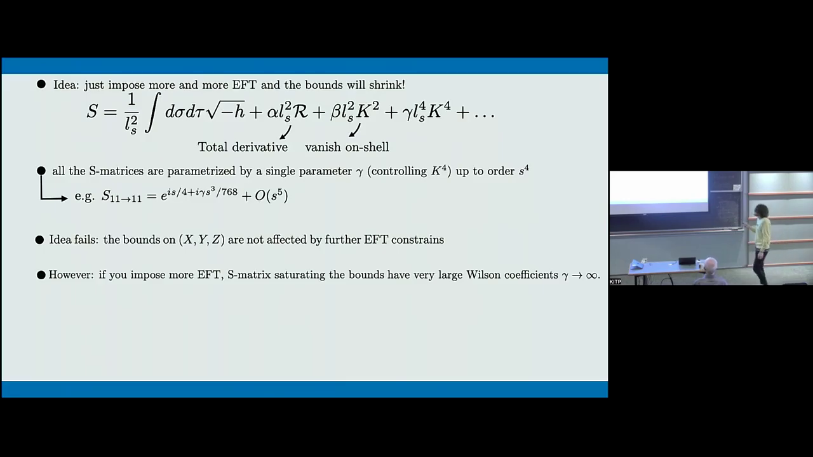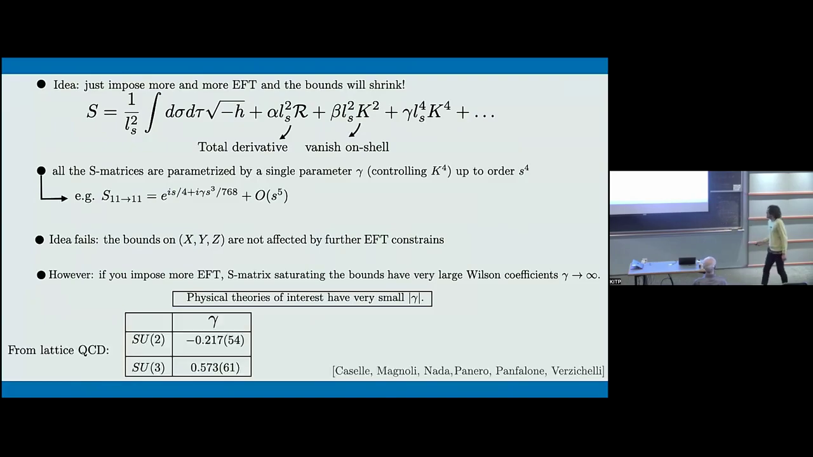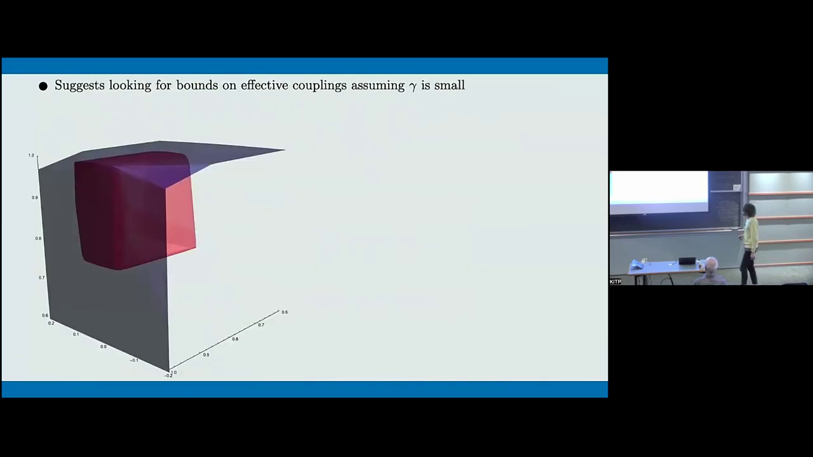But this is very unphysical, because the physical theories of interest have an effective field theory that does not break down at arbitrarily low scales. And in fact, physical theories have very small values of gamma. For example, lattice has measured that for the SU(2) and SU(3) gauge theory, these are the values of gamma. So this suggests looking for bounds on these effective couplings, assuming that gamma is small.